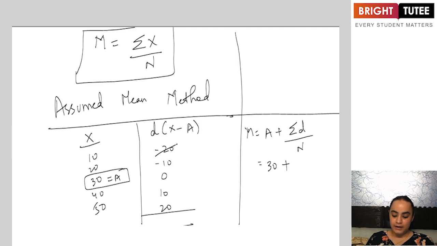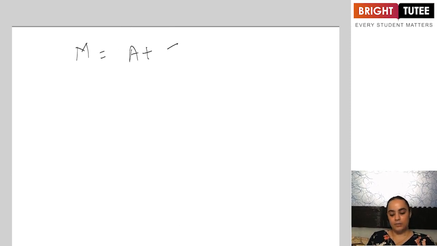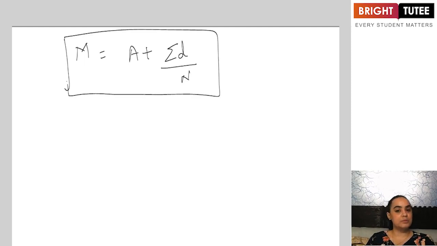You see, minus 20 plus 20 gets cancelled out. Minus 10 plus 10 gets cancelled out. What is my sum of d? It is 0. So 0 upon n. How many values do I have? 5. This becomes 0. So what is my mean in this case? It is 30. You see, it is very simple to calculate the assumed mean. So what is the formula? A plus summation d upon n. This is how I calculate mean by the assumed mean method in the ungrouped series. Next, we have the step deviation method.